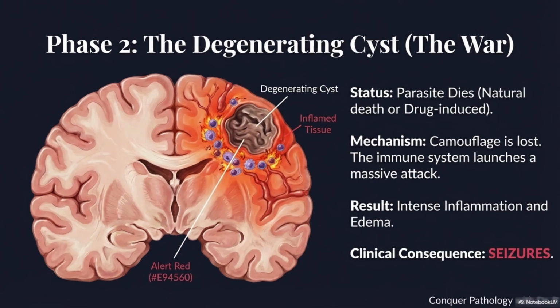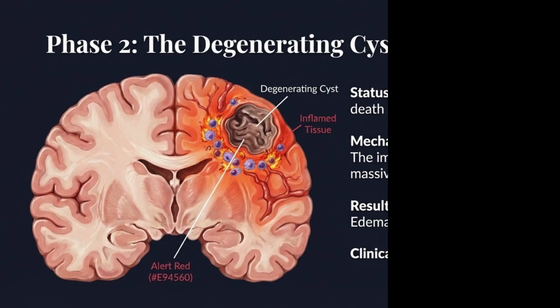Phase 2, the degenerating cyst. This is the war. The parasite is dying either naturally or because of drugs. The camouflage is lost. Your immune system launches a massive attack. There is intense inflammation and edema. This is when the seizures start. The inflammation irritates the brain. Patient feels exactly like this.